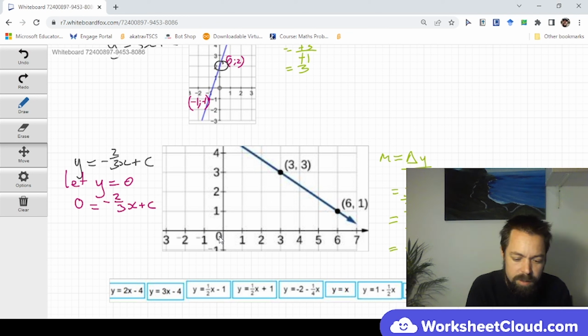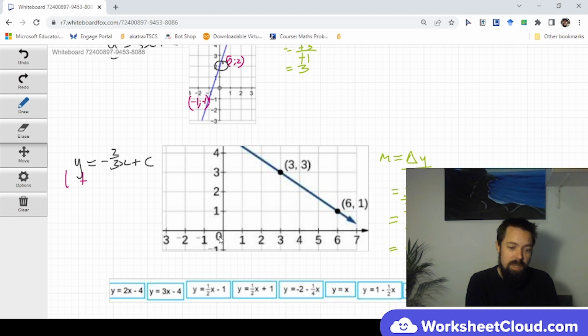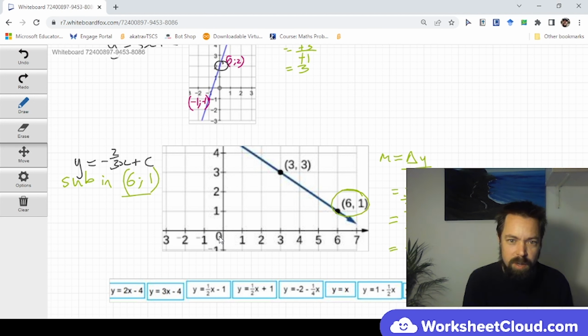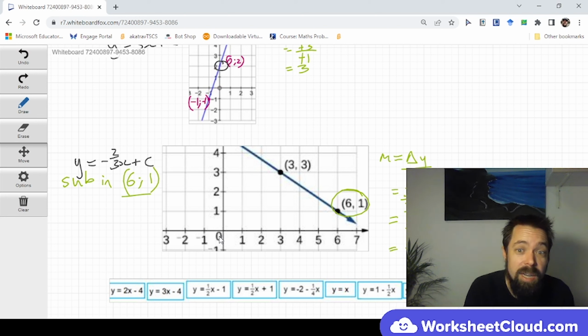Right, and I'm being so silly about this. No. Okay, let's take that back a step. It's been a while since I did graphs. No excuse. All right, let's sub in the point 6, 1. So I know that the point 6, 1 is on my graph. So I'm going to let x equal 6 and y equal 1 and see what my c spits out.